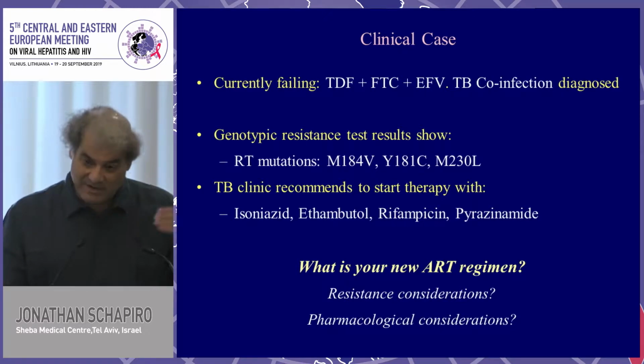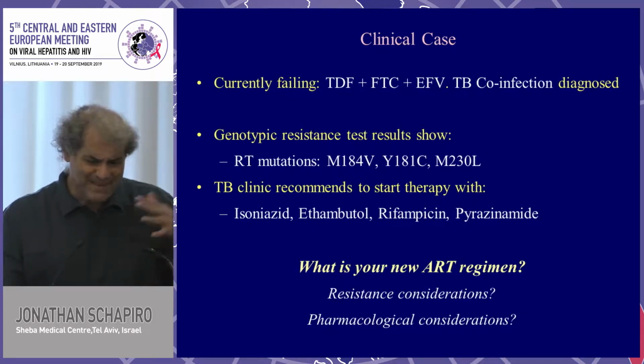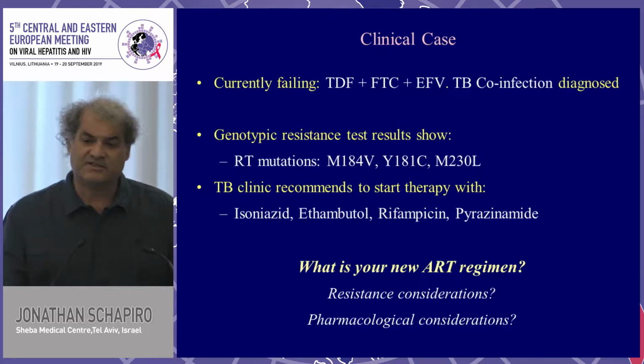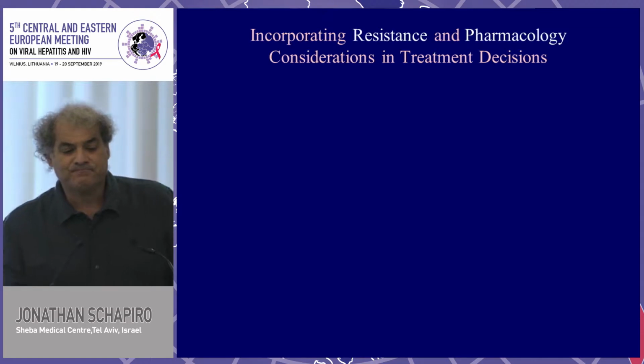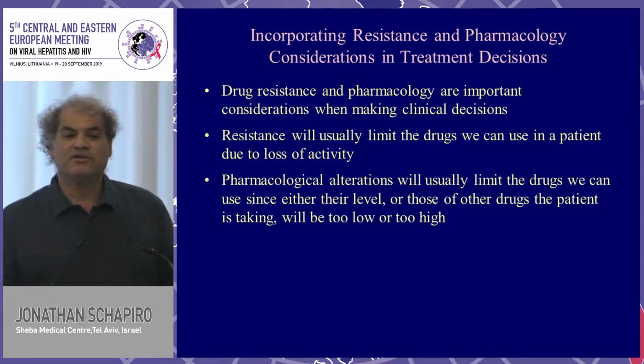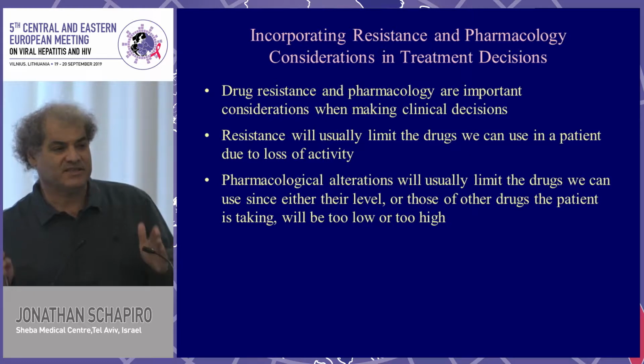And of course, when giving a new regimen, we have to consider both the resistance considerations and the pharmacological considerations. And this is something which happens often when we're treating patients, especially patients who have failed. Pavel gave a very nice talk yesterday on patients who are failing their first regimen, and here the considerations both of pharmacology and resistance come into play. So usually when we look at a resistance test, what we're doing is seeing to what degree we're limited in our options. So what can we not give because of resistance?